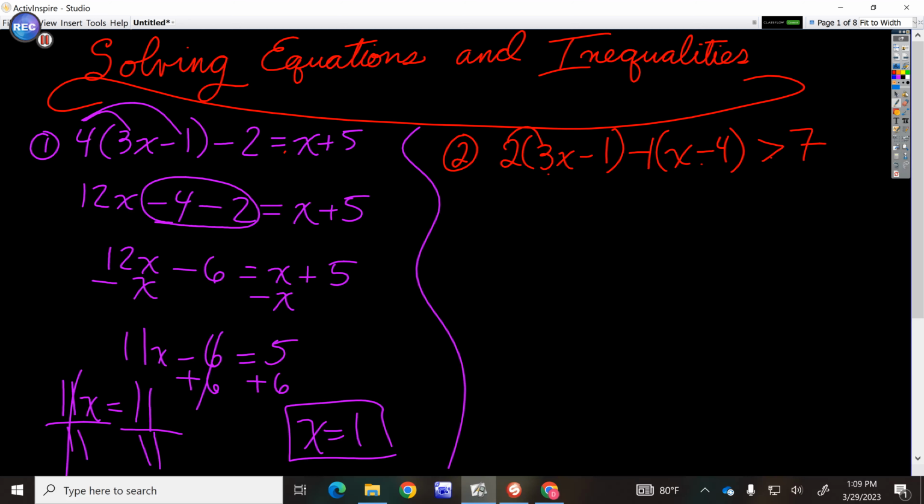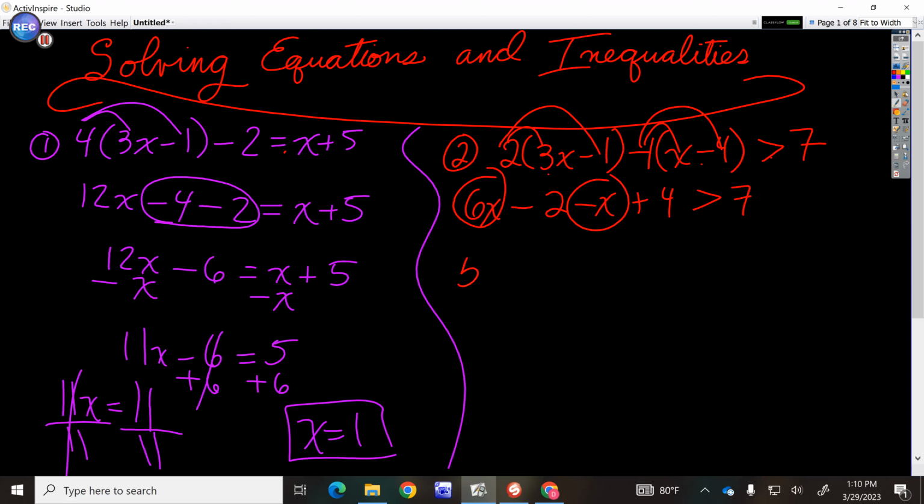2 times 3x, 6x. 2 times negative 1, negative 2. Now, don't do anything else but the distribution on this step here. Negative 1 times x, negative 1 times negative 4, positive 4. Now we're ready to collect like terms. 6x minus x equals 5x. And now negative 2 plus 4, positive 2.